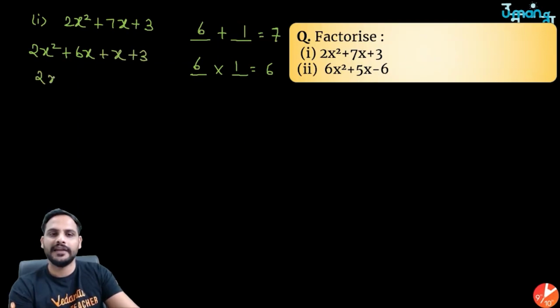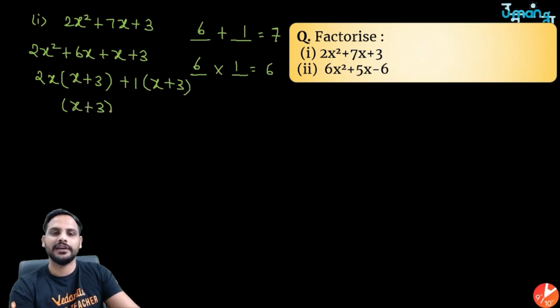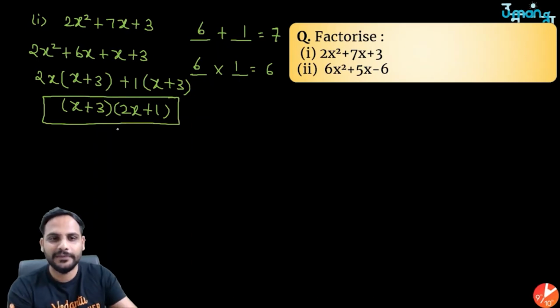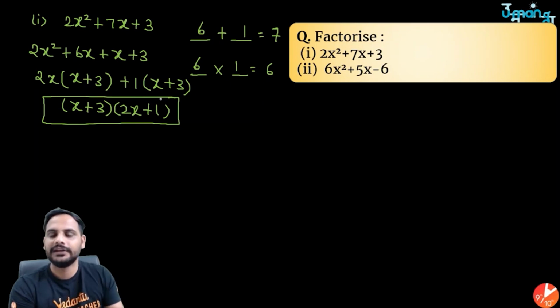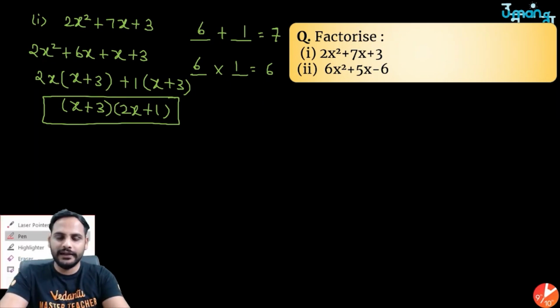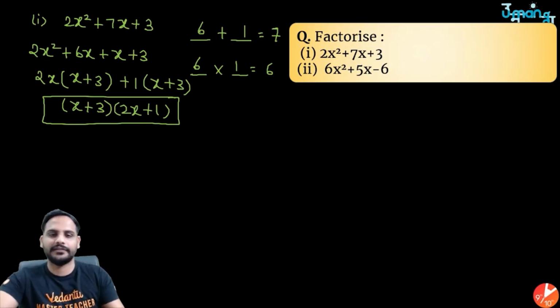Take 2 common and x common. You are left with x plus 3, and here take plus 1 common, x plus 3. So finally you have got x plus 3 into 2x plus 1. Easy, right? x plus 3 is common over here, x plus 3 is common over here. Take x plus 3 common, 2x plus 1 we are left with. Next question, 6x square plus 5x minus 6.